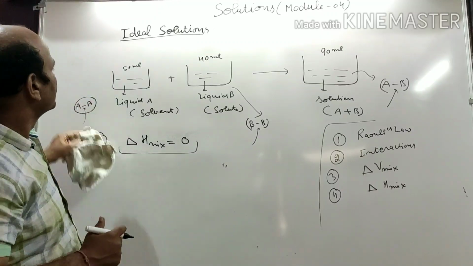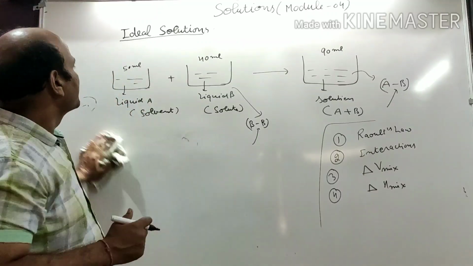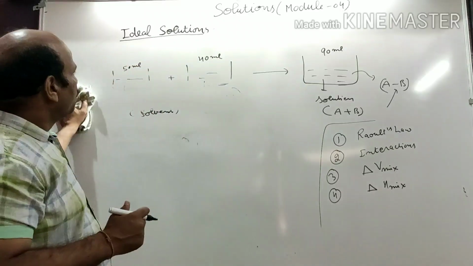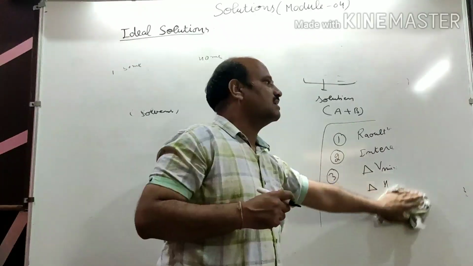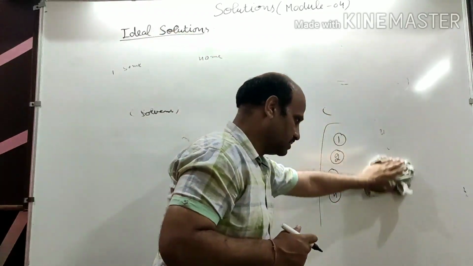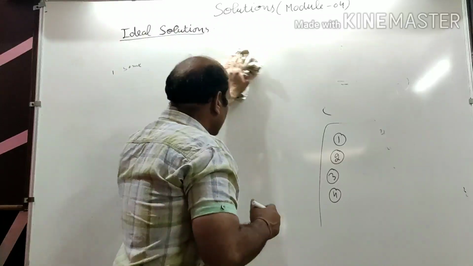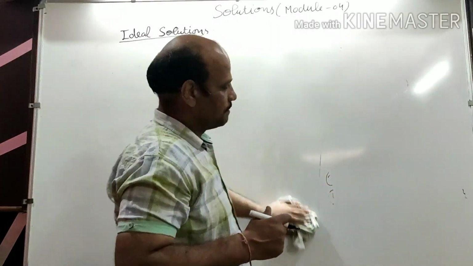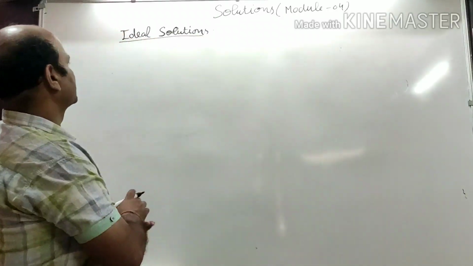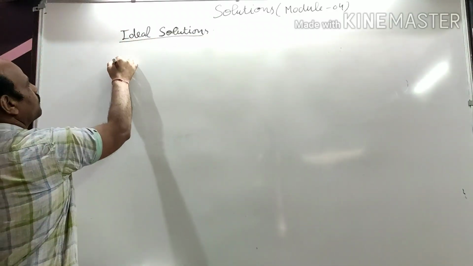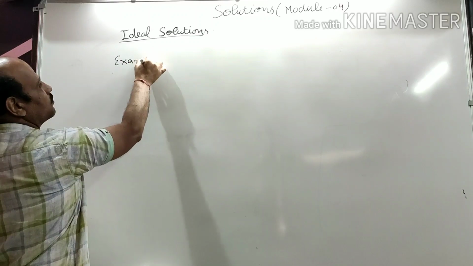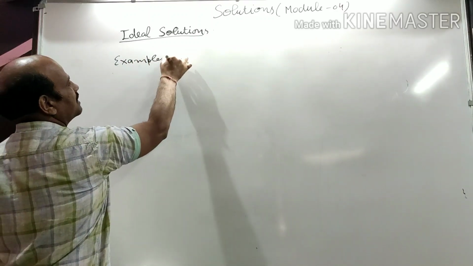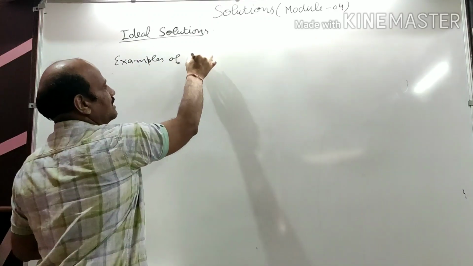Now come to the examples. Generally, dilute solutions are considered as ideal solutions. Let us take some examples of ideal solutions.